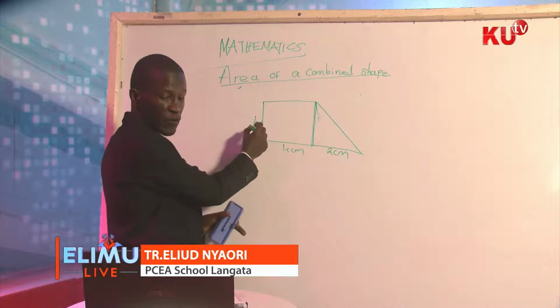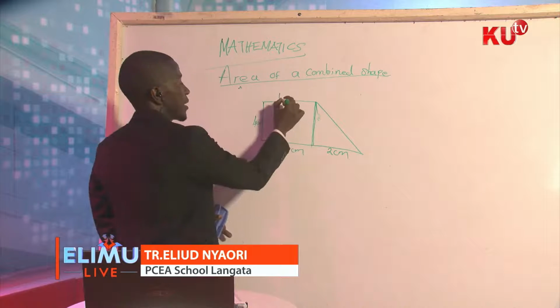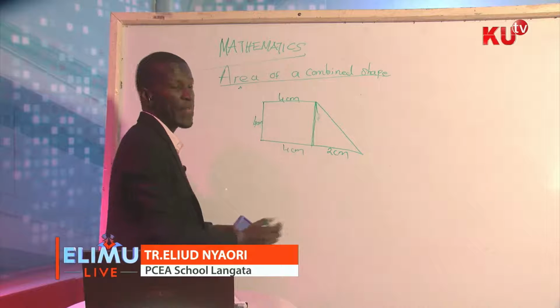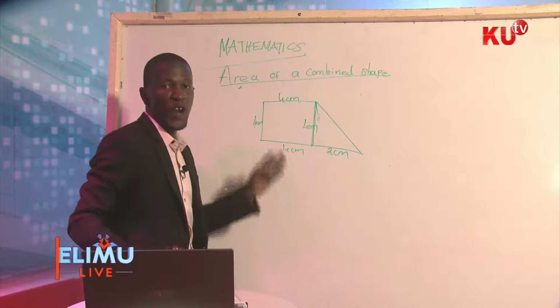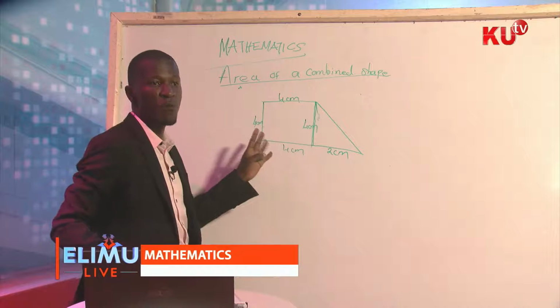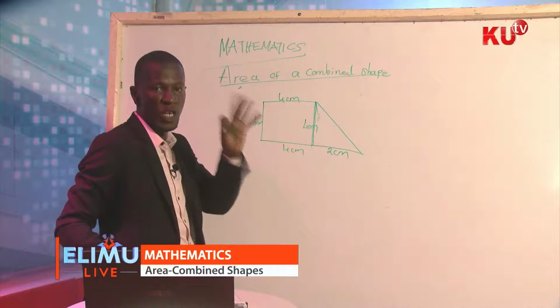Since this side is 4 centimeters and it is a square, this side will also be 4 centimeters and this side will also be 4 centimeters. So for us to work out the area of this combined shape, we must identify those shapes.